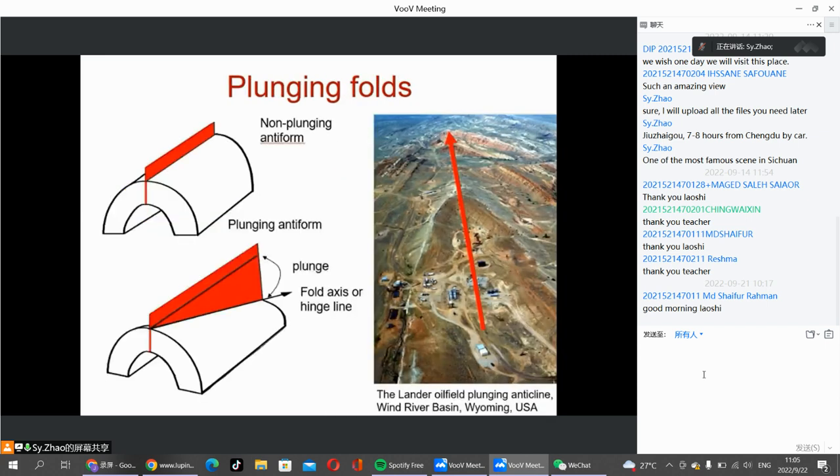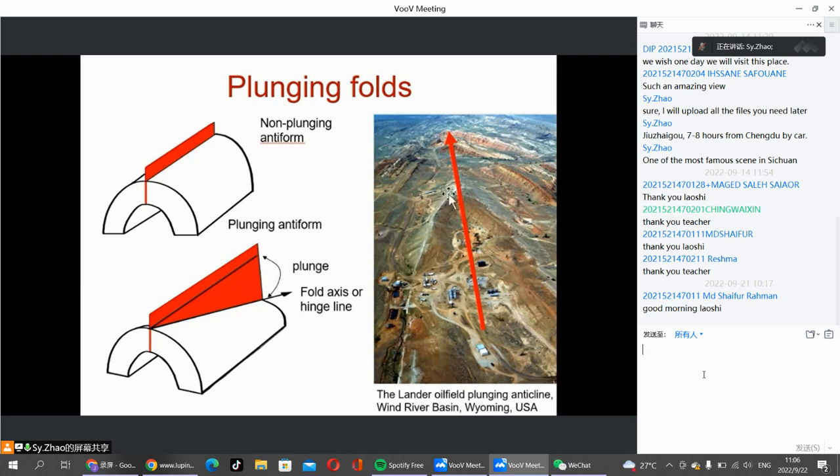And this is a non-plunging anticline with a horizontal hinge line. And this is a plunging anticline with an inclined hinge line, which has a dip angle compared to the horizontal surface. And from this right photograph, I think you can identify which type the fold is, anticline or syncline.